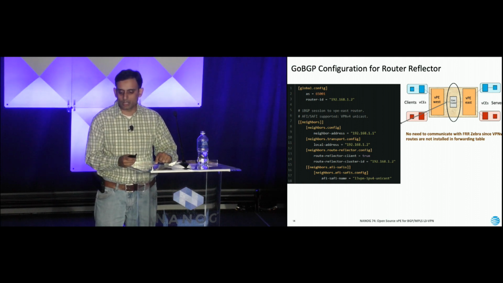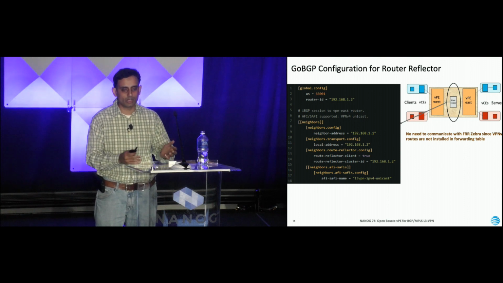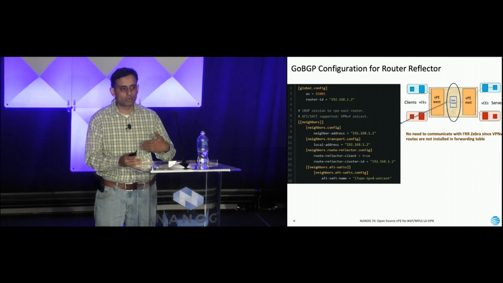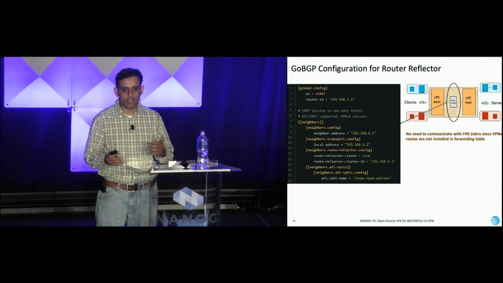One thing I would like to point out is that there is no communication happening with FRR Zebra here, because the only routes that this Route Reflector learns and distributes are VPN v4 routes, and these routes do not need to be pushed down to the forwarding table, because core router only switches packets based on MPLS labels and not VPN v4 prefixes.